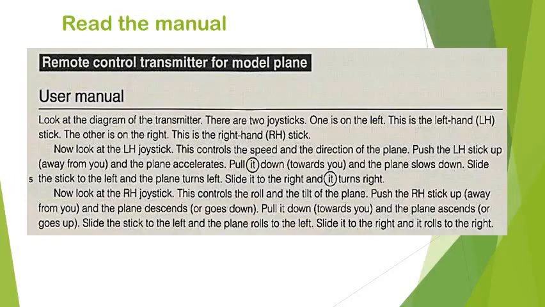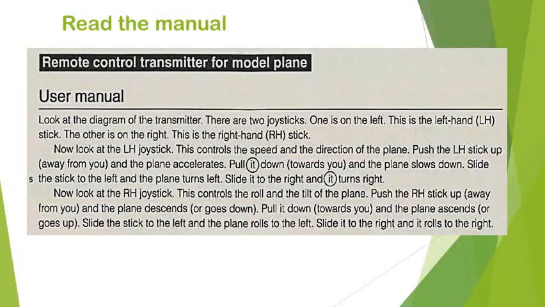Look at the diagram of the transmitter. There are two joysticks. One is on the left. This is the left hand stick. The other is on the right. This is the right hand stick. So we have two joysticks, the left hand stick and the right hand stick.